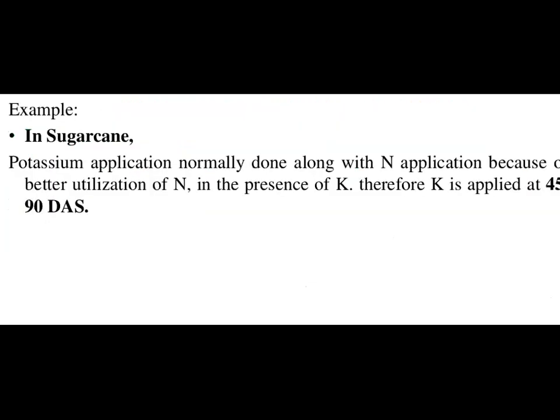Example, sugarcane. Potassium application is normally done along with nitrogen application, for better utilization of nitrogen in the presence of potassium. Therefore, K is applied at 45 to 90 days after sowing.